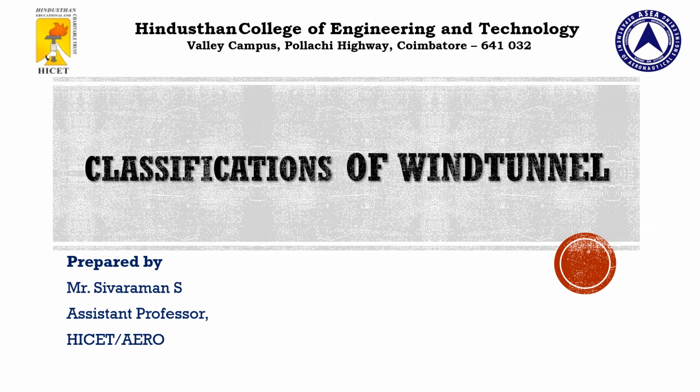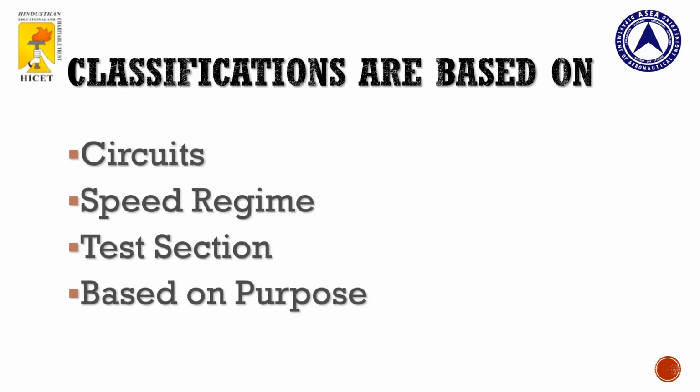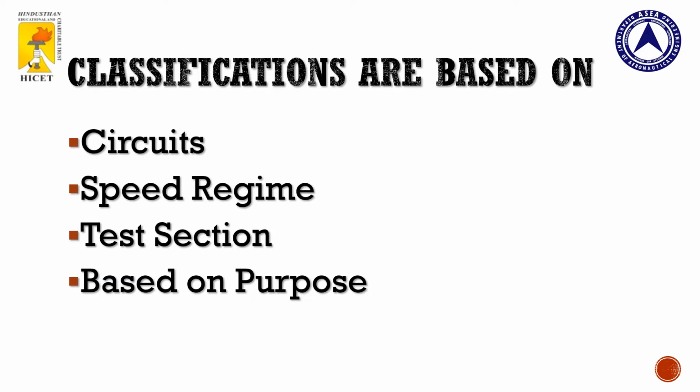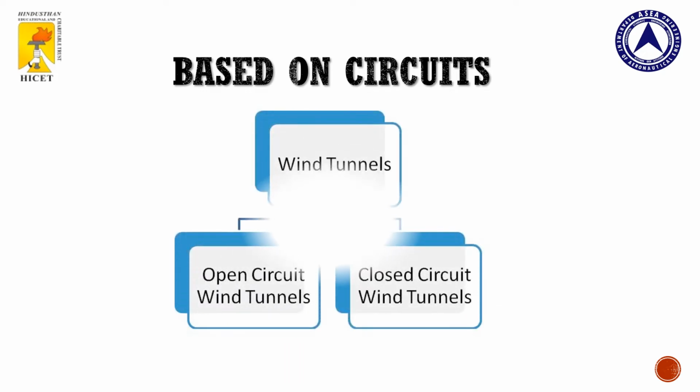Here I am going to teach you about the classifications of wind tunnels in this module. Coming to the classification of wind tunnels, there are many factors which classify them. The factors are circuits, speed region, test section, and purposes. Let's see one by one. Based on circuits, wind tunnels can be classified into two types. One is open circuit wind tunnel, the second one is closed circuit wind tunnel.